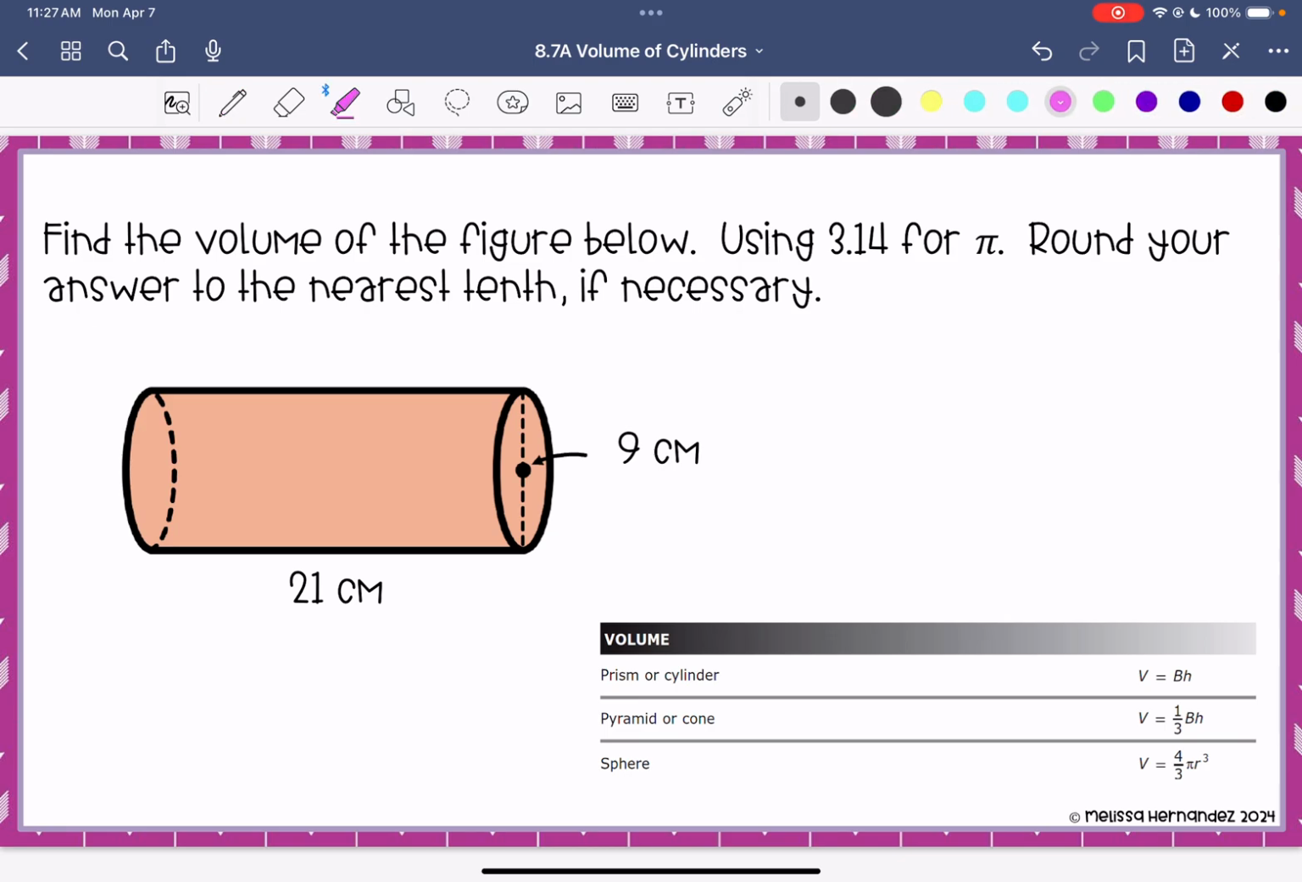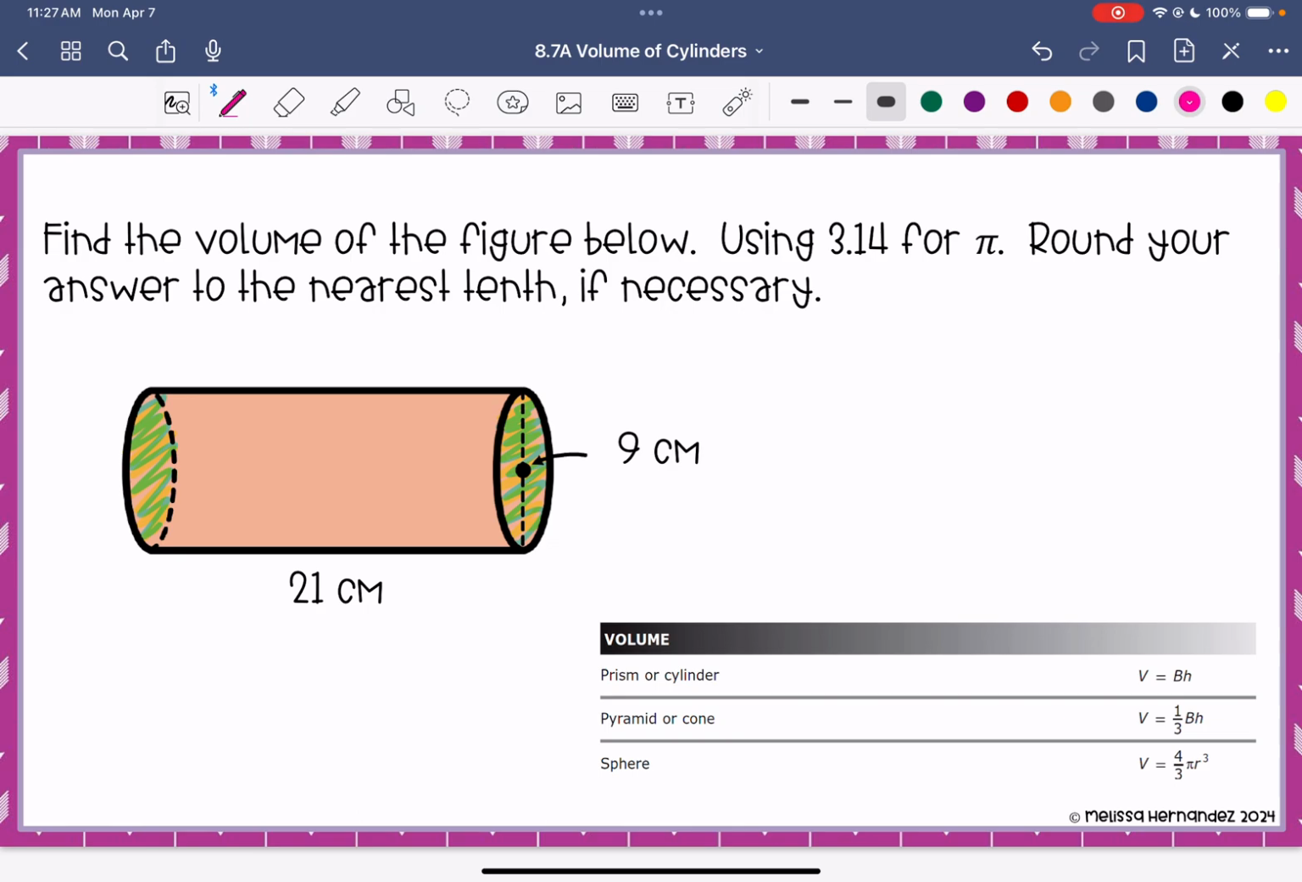So if you notice, my bases are actually circles. Not sure how well you can see my shading. Could probably switch colors. Now they're both parallel and they're both congruent. So what I need is the formula for area of a circle to replace with that capital B, which means area of the base.